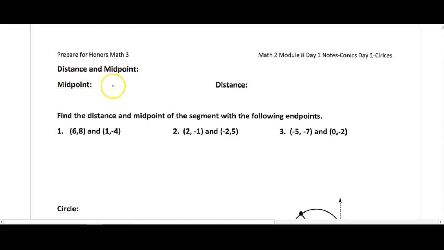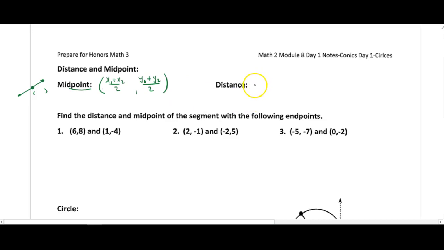Okay, if you remember, midpoint is a point, right? And if we graph a line in the coordinate plane, or a segment, we want to find the midpoint. We want to find the ordered pair that puts it in the middle. But what it ends up being is just the average of the x's and the average of the y values. And that's how you find the midpoint.